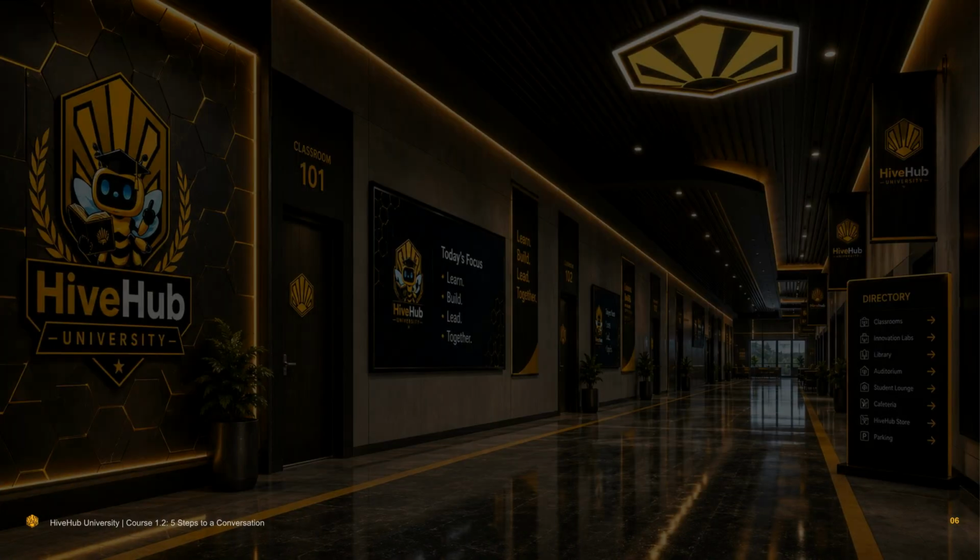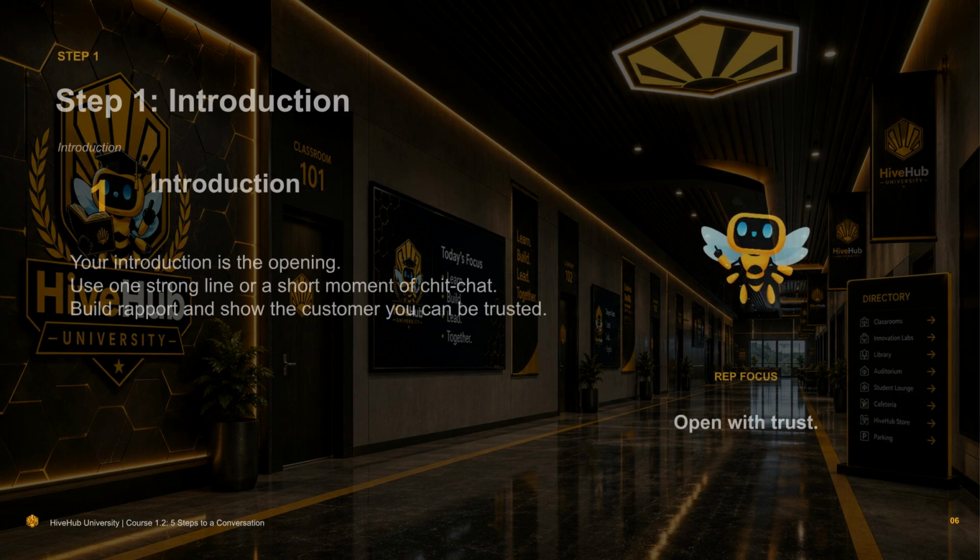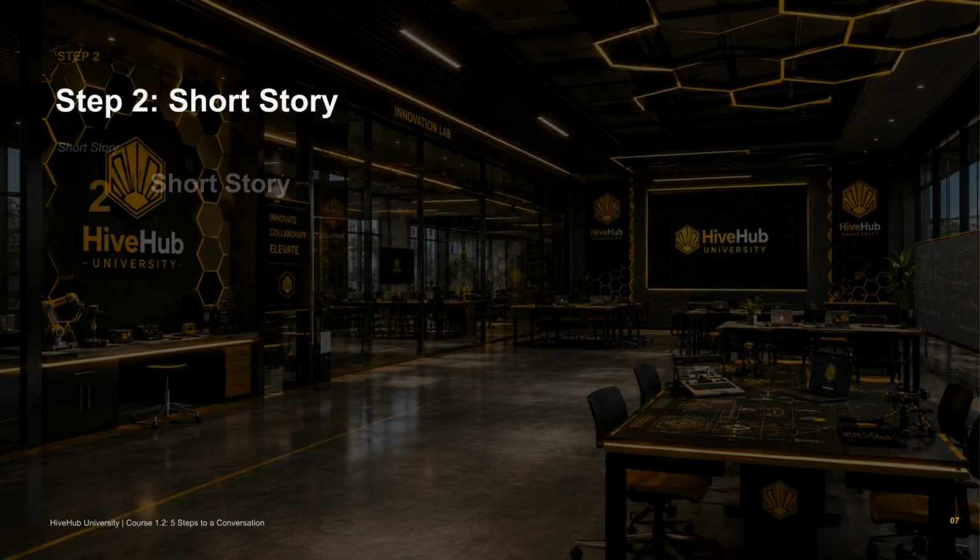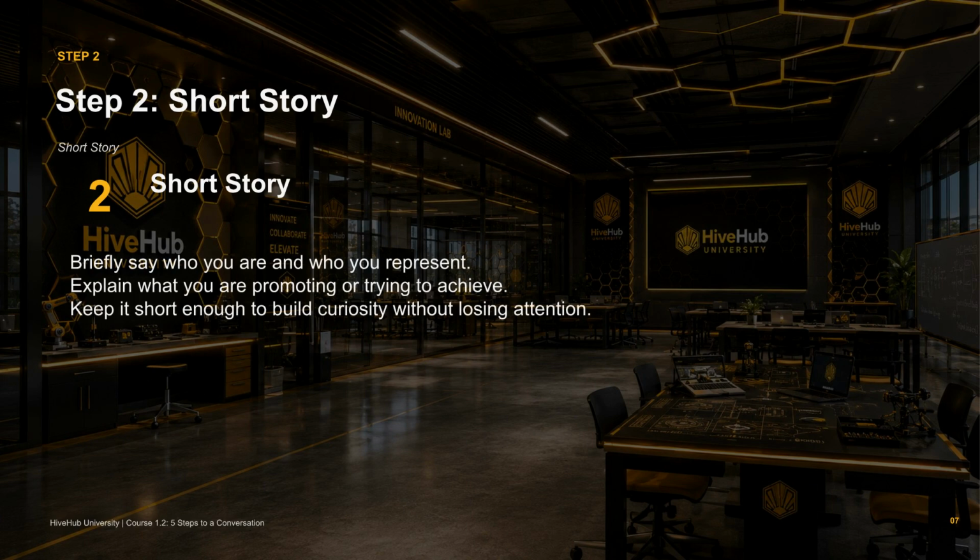Step 1 is the introduction, your opening. Use one strong line or a short moment of chit-chat. The goal is to build rapport and show the customer you can be trusted. Open with trust. Step 2 is the short story. Briefly state who you are, who you represent, and what you aim to achieve. Keep it concise to build curiosity without losing attention.